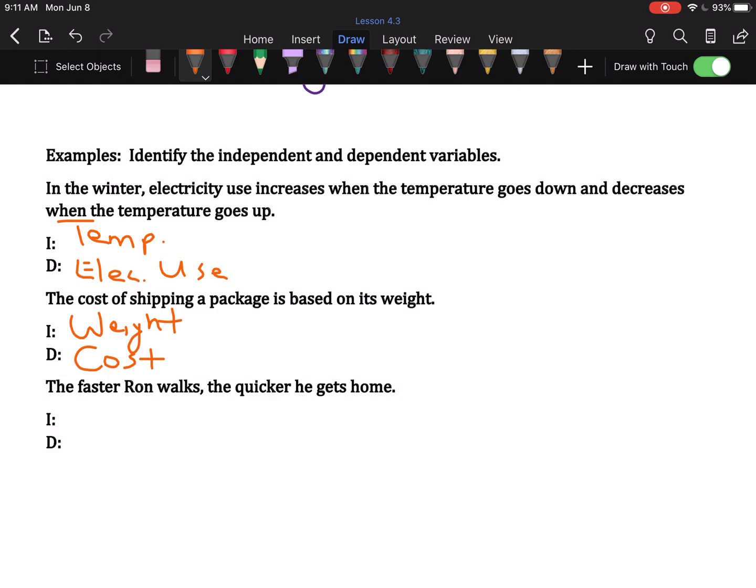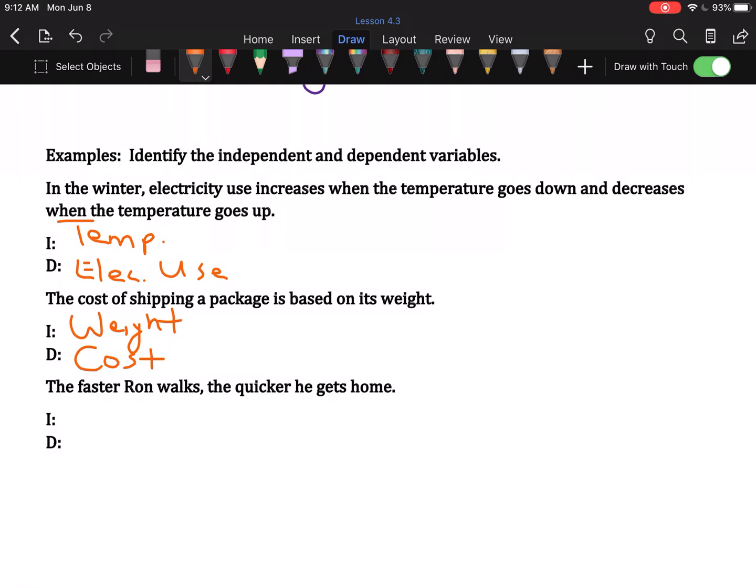Last of these basic ones, the faster that Ron walks, the quicker that he gets home. So it's not us controlling something, but it's Ron controlling something. So does Ron control the time he gets home, or does Ron control the speed that he walks at? And that might sound weird to some of you because you might say, well, both. He can change how fast he walks so that he gets home at a certain time. And I would say you are absolutely correct.